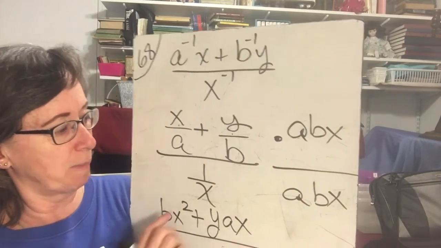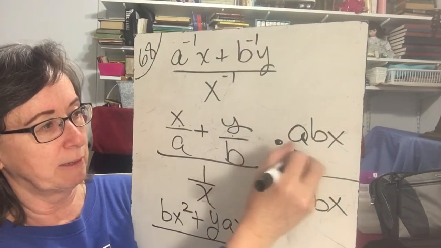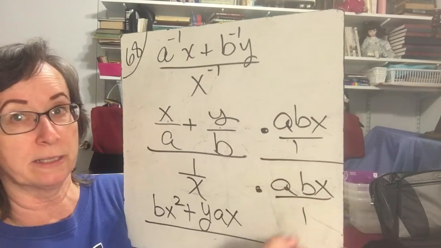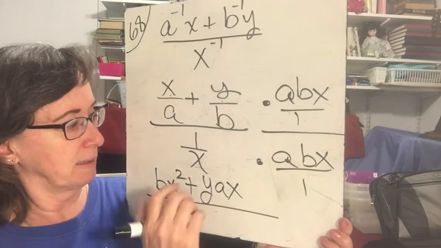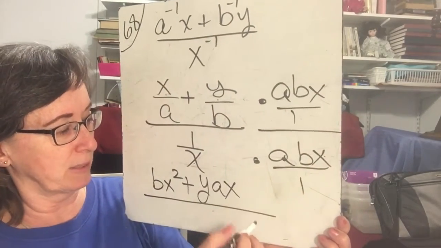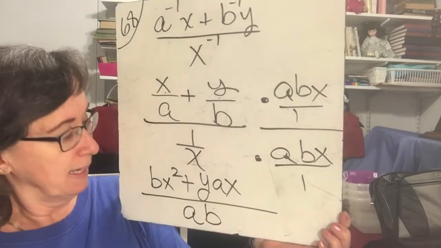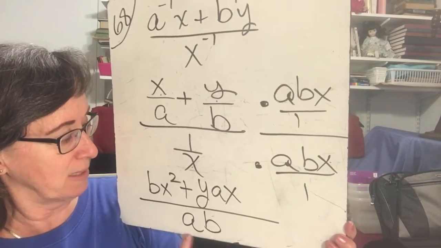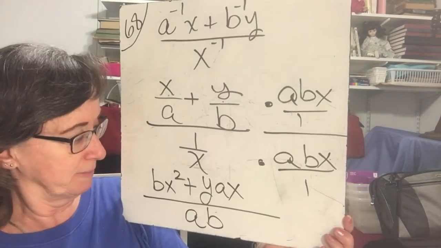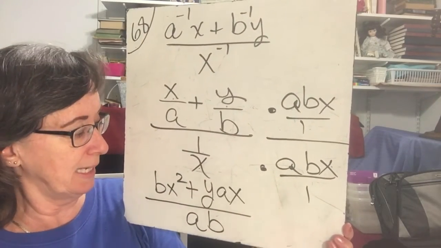Okay, now let's look at the bottom. 1 over x times, now remember we could put a 1 under there if we wanted to. 1 over x times abx. The x and the x will cancel, so I'm just going to get ab down there. Okay, now that ab is not going to cancel with anything. Now, this is a correct answer right here.